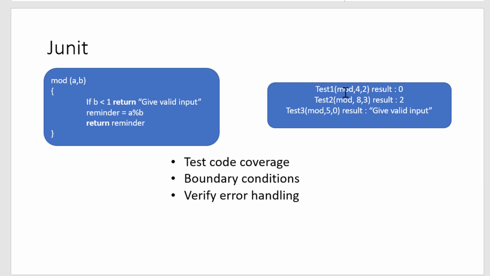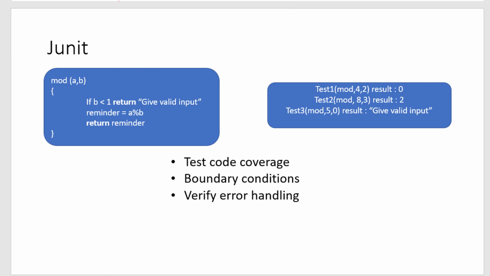So I'll be testing that particular function with n number of boundary conditions. That is, with 4 and 2, it should return a value 0. This I'll be predefining, and all these tests I'll be executing and making sure whether the function is working as expected or not. So basically the expectation of the function would be set as a part of the script, and the script will get executed to check whether I'm able to get the required output or not. Mostly JUnit or the unit testing tools will be used for testing the code coverage, testing the boundary conditions, and verifying whether the error handling is done properly or not.